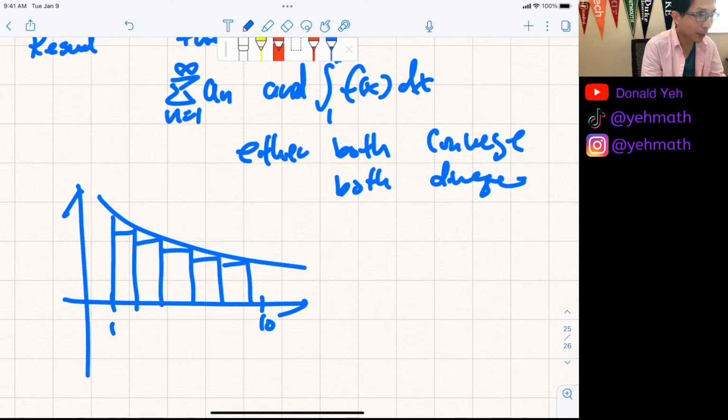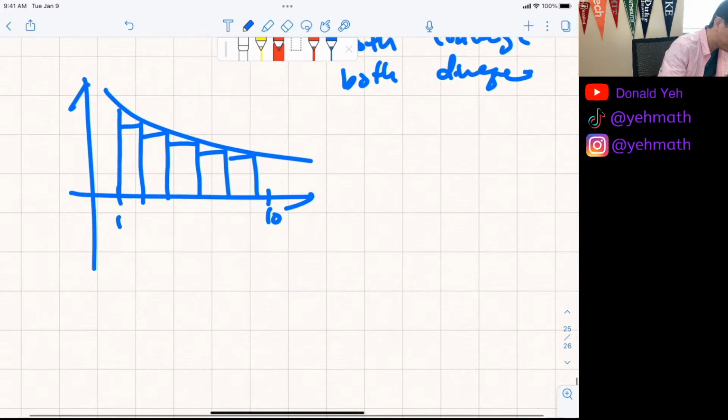So what happened is, if the thing is positive, decreasing, continuous, if you prove all three conditions true, then you can see if the integral is converging or diverging. If it is convergent, then the series converges. If it diverges, then the series diverges. Does that make sense? Yeah.